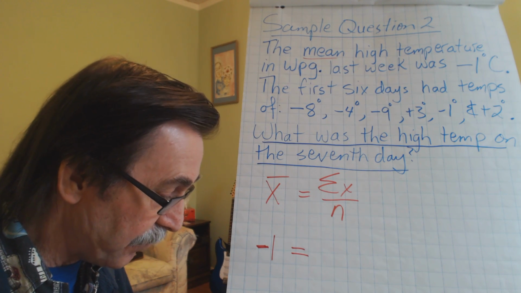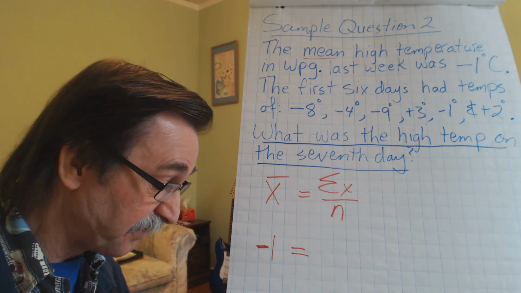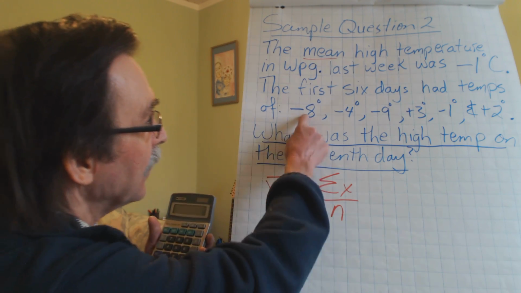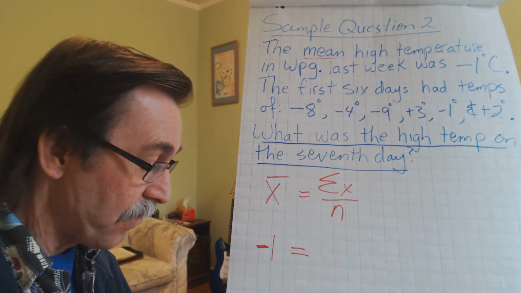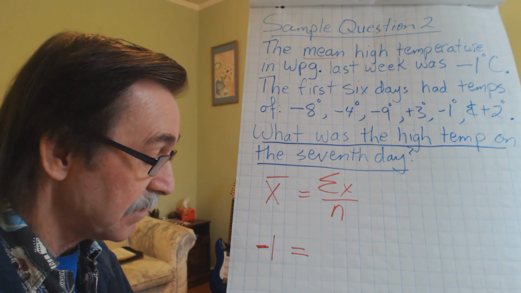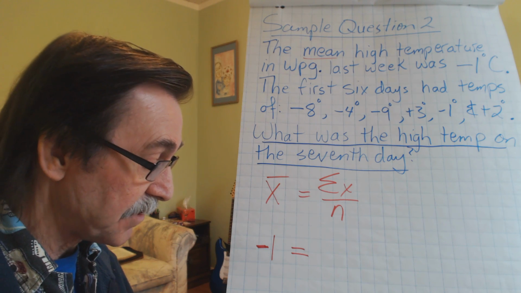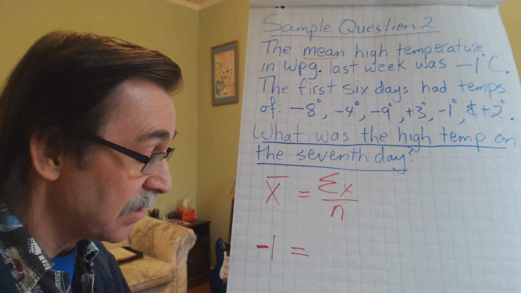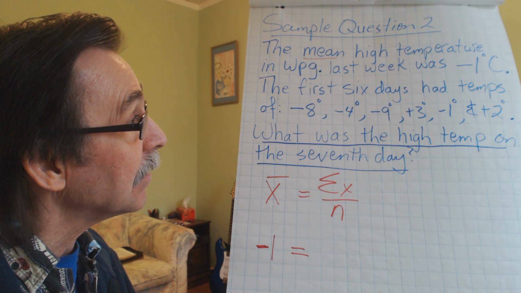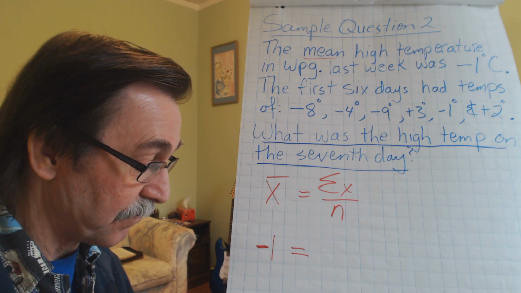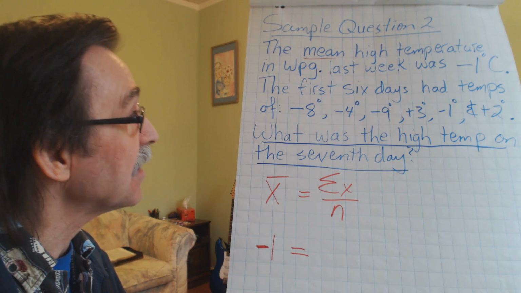I'm going to enter the number -8, because that's my starting point. And then I'm going to say subtract 4, subtract 9, plus 3, subtract 1, and plus 2. Plus 2. And that gives me -17.